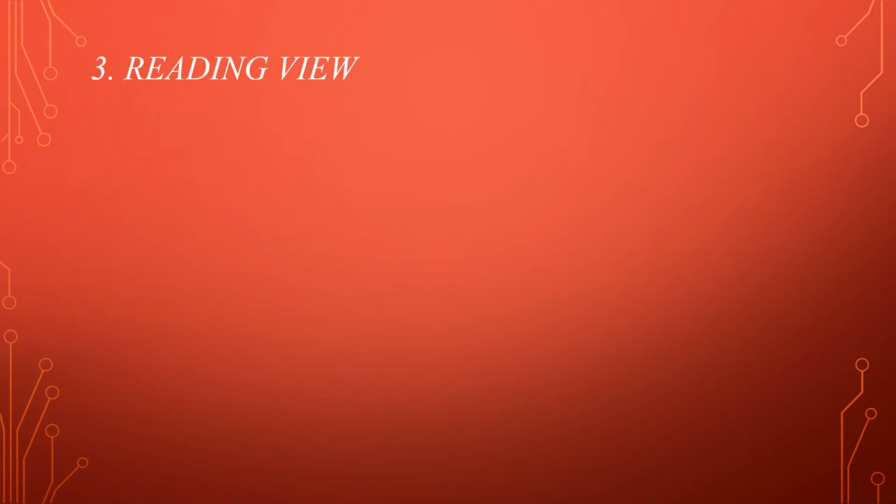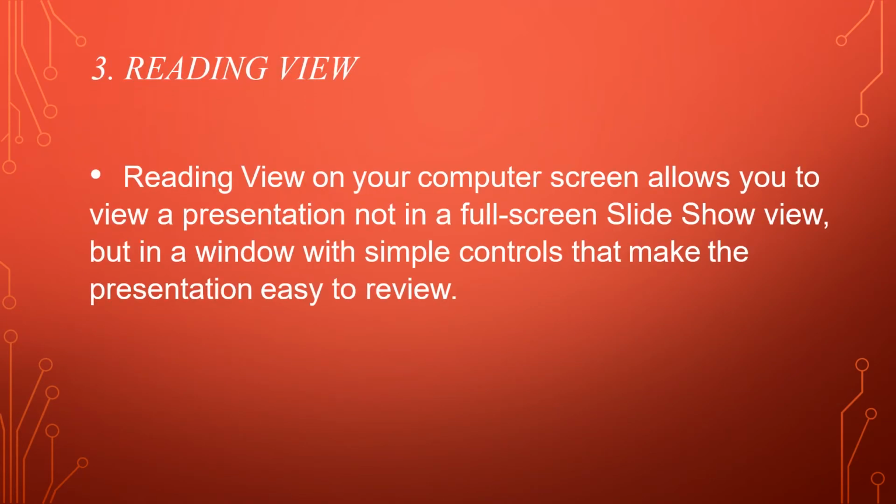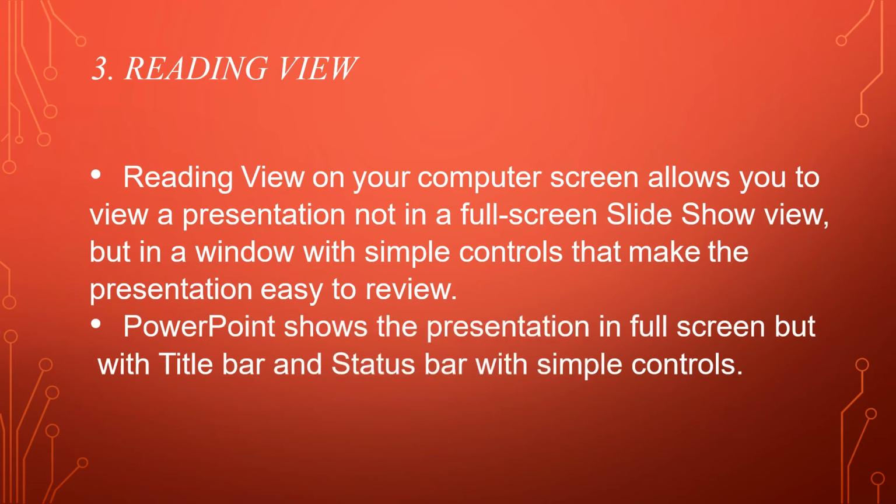The third view is reading view. Reading view on your computer screen allows you to view a presentation not in a full screen slideshow view, but in a window with simple controls that makes the presentation easy to review. So certain simple controls were there on your screen. PowerPoint shows the presentation in full screen, but with the title bar and the status bar with simple controls. So children, you need to remember that in reading view, you can also see the title bar and the status bar.